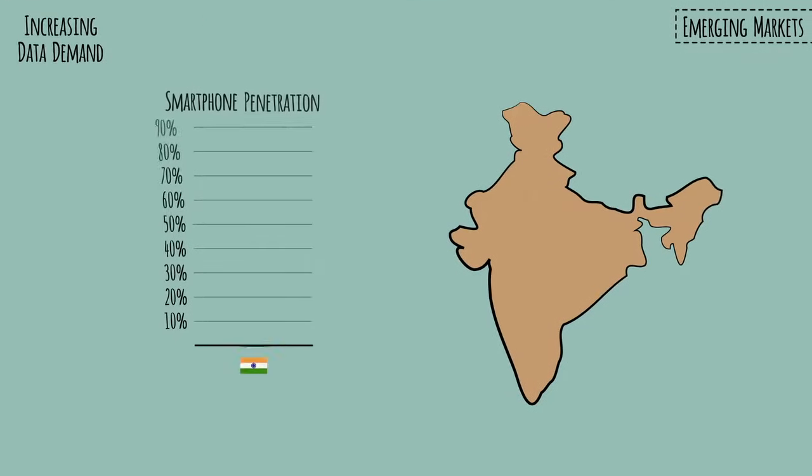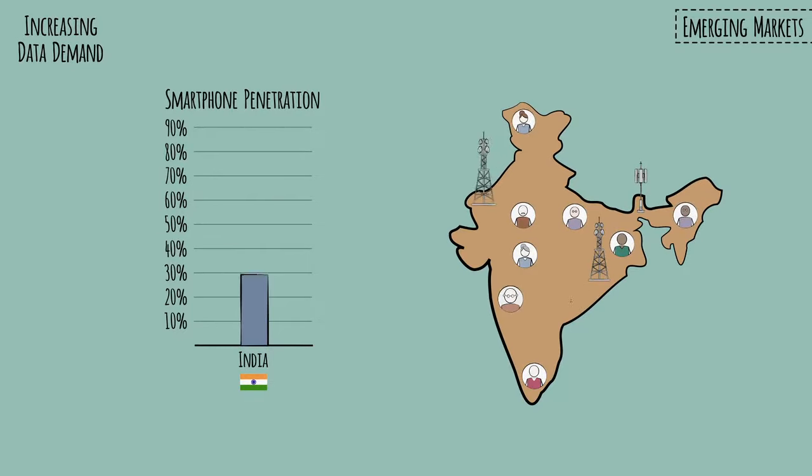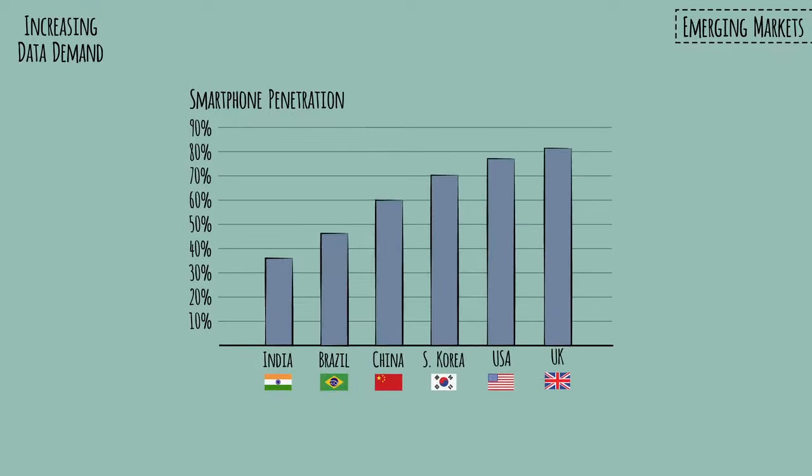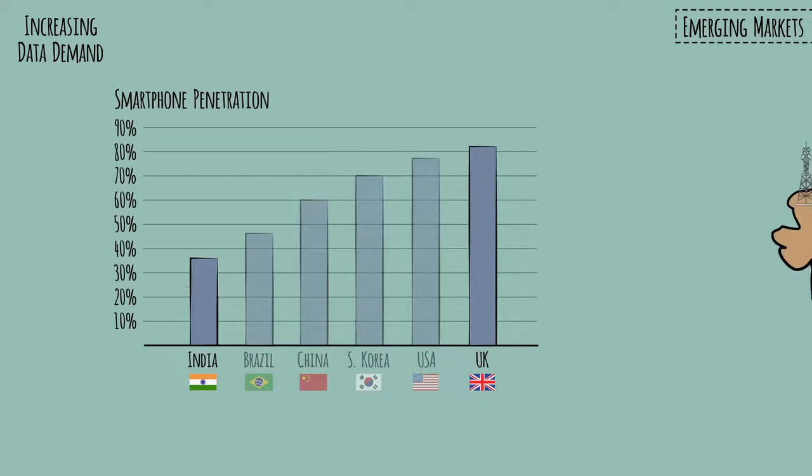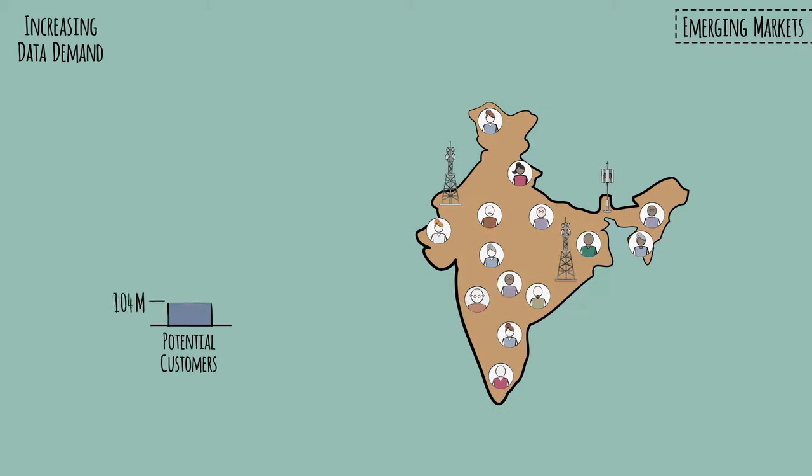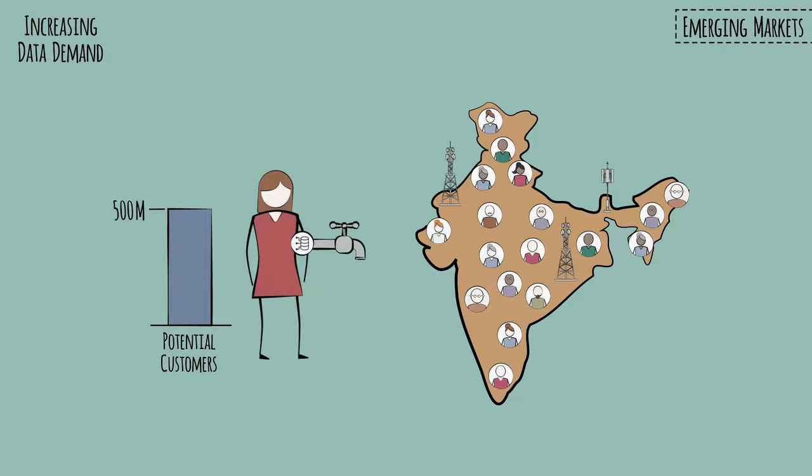In emerging markets, the base of connected consumers continues to grow given the low overall penetration. India's smartphone penetration was less than 40% in 2019, compared to over 80% in the UK. Given India's population, this represents another 500 million potential wireless customers, with each additional customer requiring more data from the country's network operators.